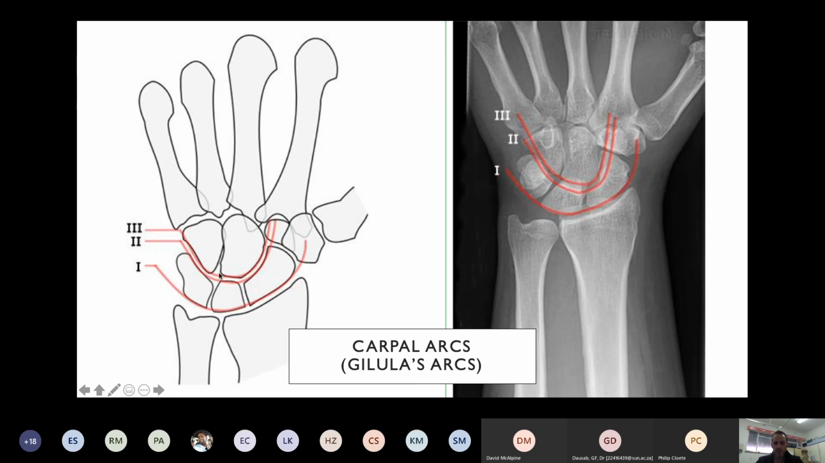The first arc is looking at the proximal surface of the proximal row of the carpal bones. Arc number 2 is the distal articular surface of the proximal row of carpal bones. And then arc 3 is the articular surface of the distal row of carpal bones. And we just need to know that those arcs line up, that they look symmetrical and smooth, that there's no disjoint, no break in the continuity of the arcs.